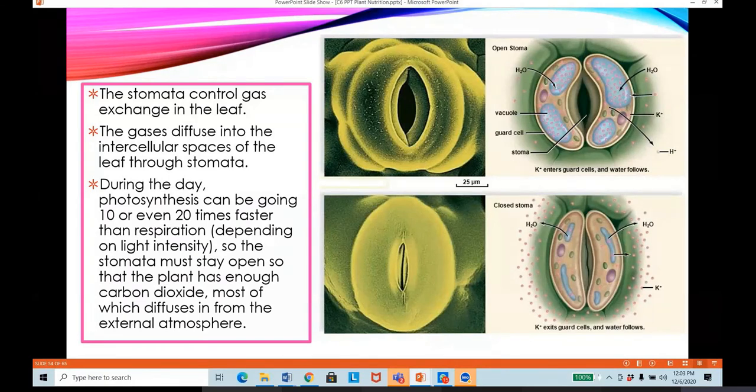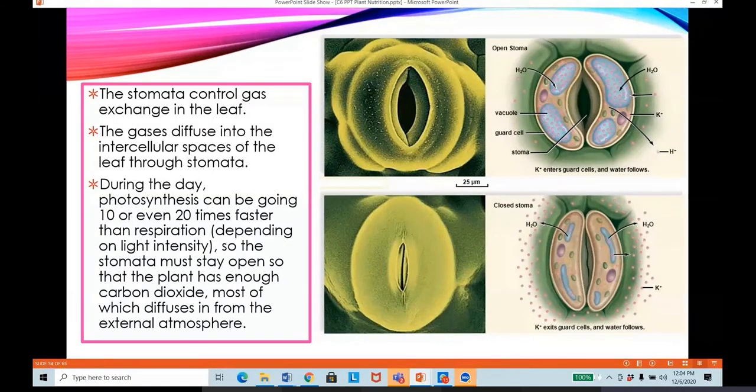Also, we have once again a summary about the function of the stomata. Can someone please read out the stomata's function from this slide here? May I? Yes, please. The stomata control gas exchange in the leaf. The gases diffuse into the intercellular space of the leaf through stomata. During the day, photosynthesis can be going 10 or even 20 times faster than respiration, depending on light intensity. So the stomata must stay open so that the plant has enough carbon dioxide, most of which diffuses in from the external atmosphere. Thank you so much, sweetie.